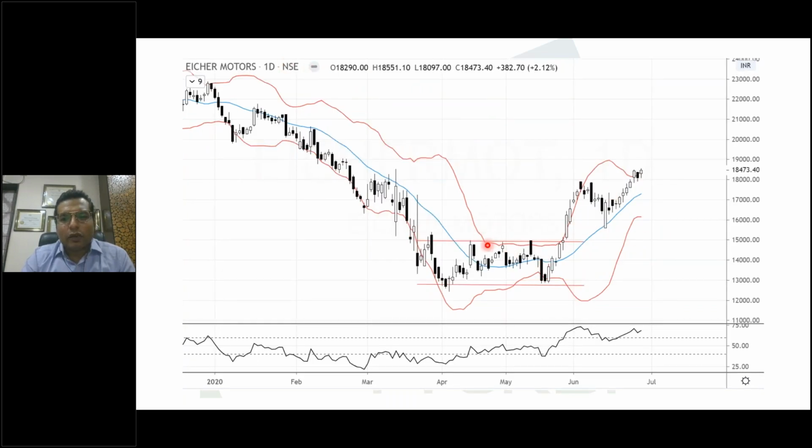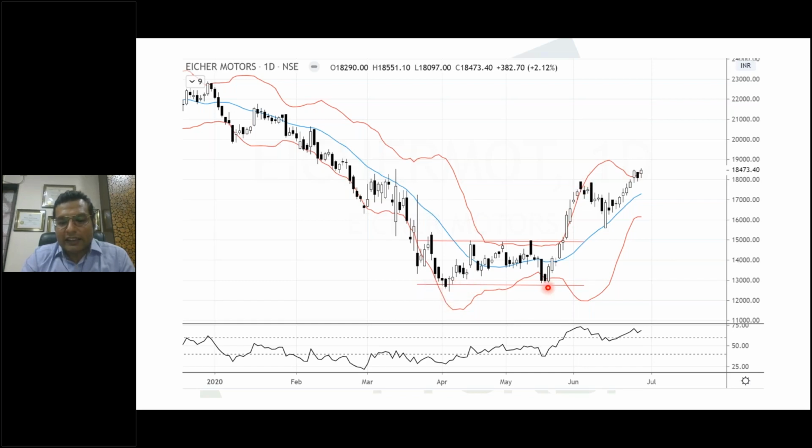Again, these are the Eicher Motors charts. You can see a very good consolidation zone. The bands are almost flat, and the RSI is between 60 and 40. And then we had this breakout, and the price moved up.